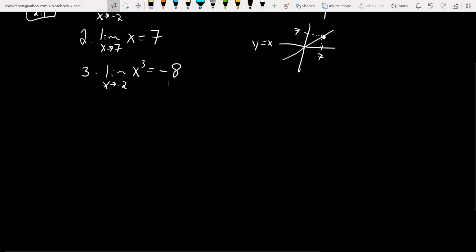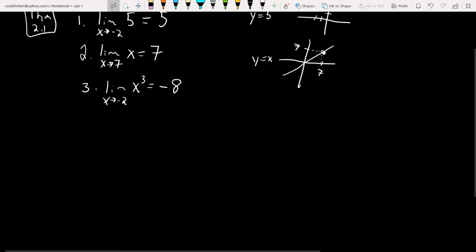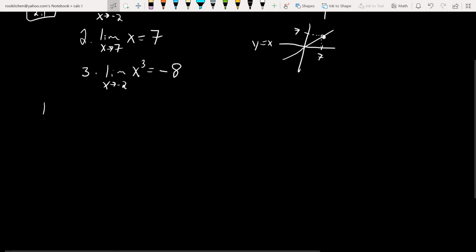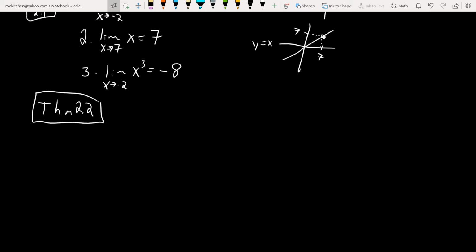We're going to get more and more complicated properties, and we'll be able to compose them together and evaluate pretty much any limit that's thrown at us. The next set of limit theorems is 2.2 in the book, and again I'm going to show you some concrete examples. We'll presume that the limit as x goes to pi of sine x is equal to sine of pi, which is 0, and the limit as x goes to pi of cosine x is -1. If that's the case, then the following is true.